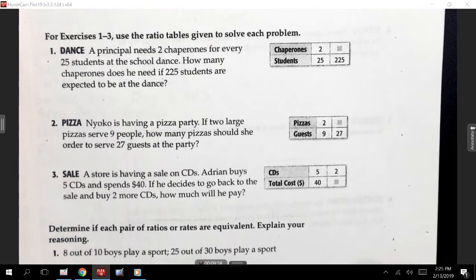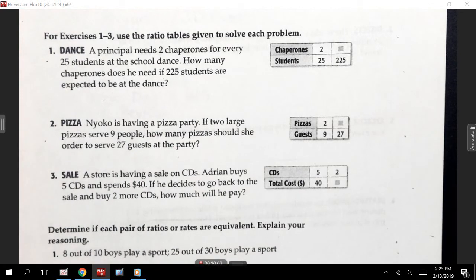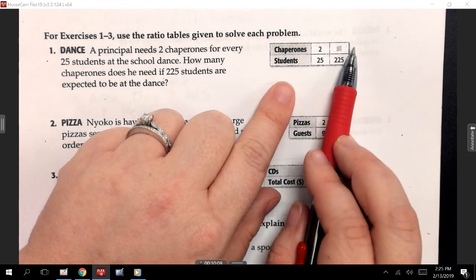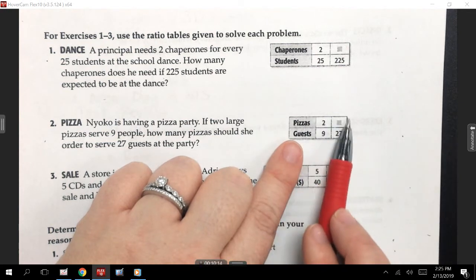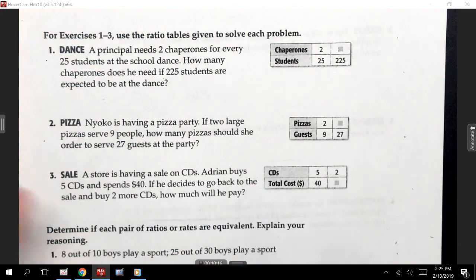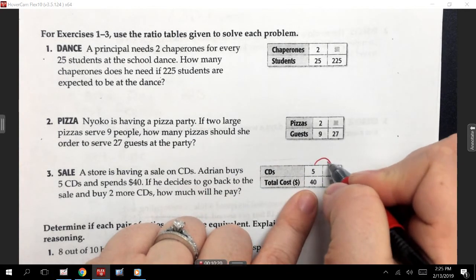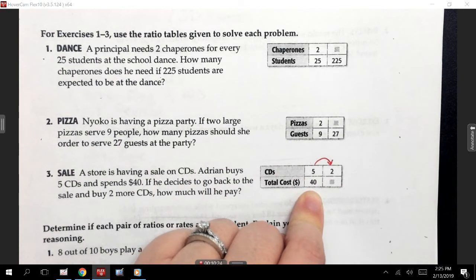Numbers 1 through 3. All right, 1 and 2, guys, these are the charts. All you're doing is looking for a pattern. So on number 1, figure out what do you do to 25 to get to 225, do the same on top. What do I do to 9 to get to 27, do the same on top. I want us to look at number 3. Number 3 goes from 5 to 2. Guys, is there something I can multiply or divide by 5 to get 2?